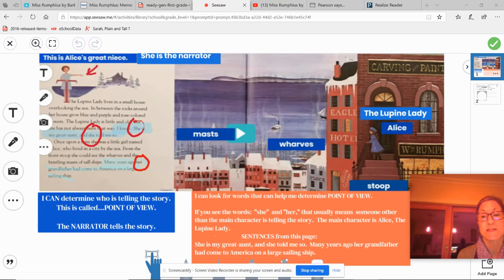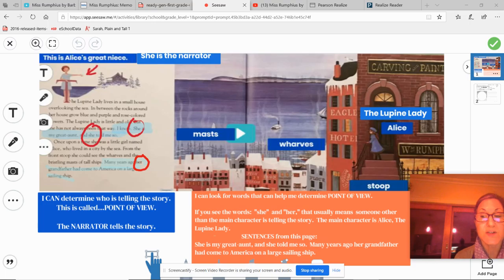It's not from Alice's point of view. So whose point of view is this story being told from? Who is that woman pointing to the cottage or the little house across the sea? She refers to Alice as her great aunt. So this woman is Alice's great niece, and it is from her point of view that this story is being told. Okay, boys and girls?